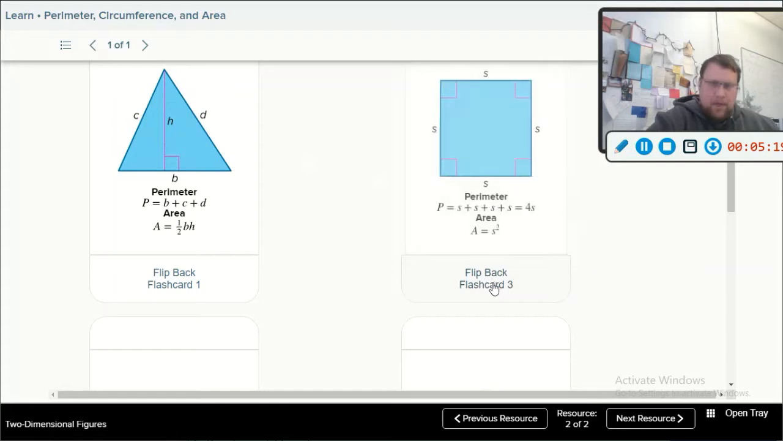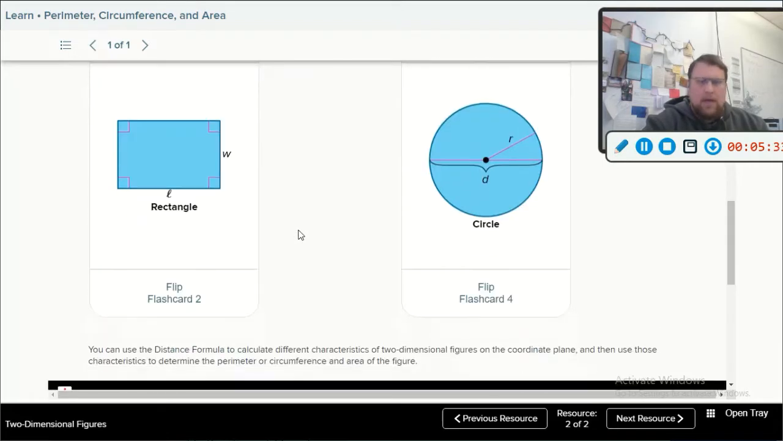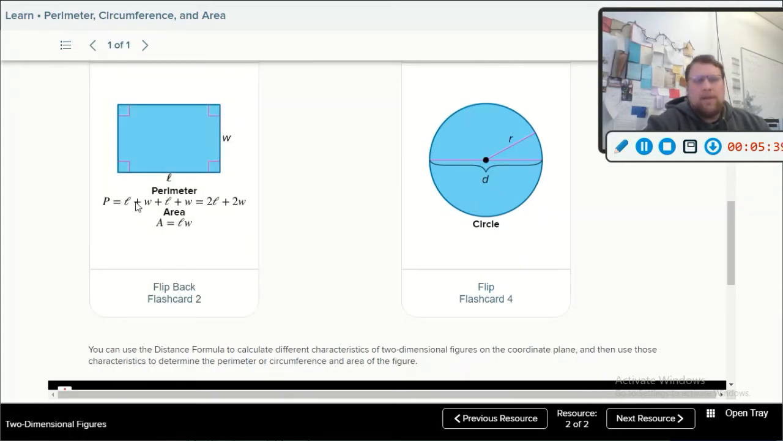Okay? Square. We just add up all the sides. It's 4 times the sides because they're all the same. And the area of a square is s squared. It's the length of the side squared. All right, pause if you need to. I'm moving on. Again, I move on these pretty fast because I know you can pause it. The rectangular perimeter, we have length plus width plus length plus width, which is just 2 lengths plus 2 widths. And the area is length times width.